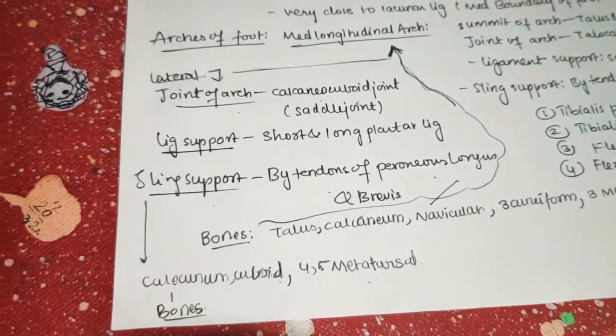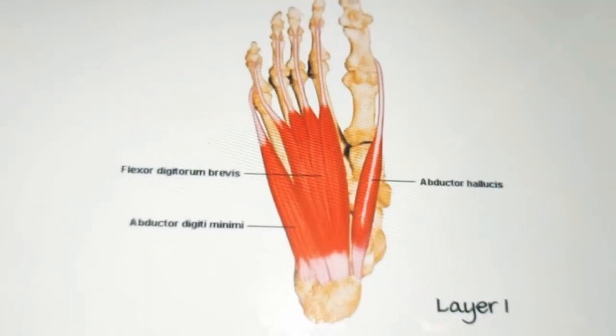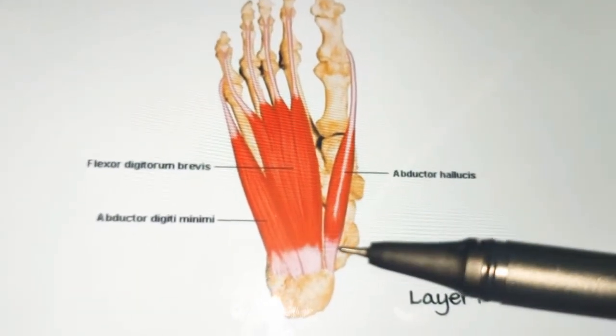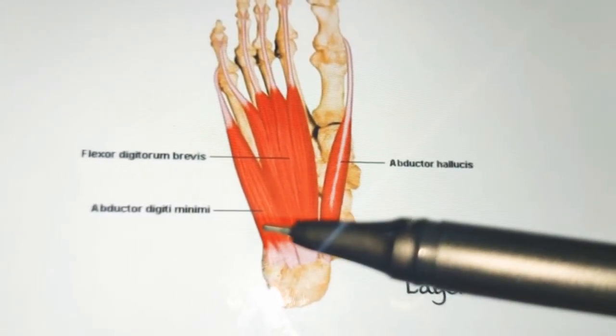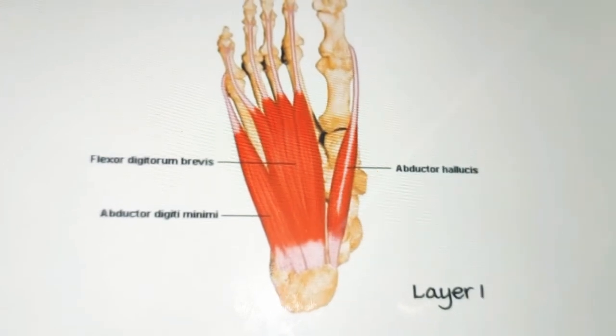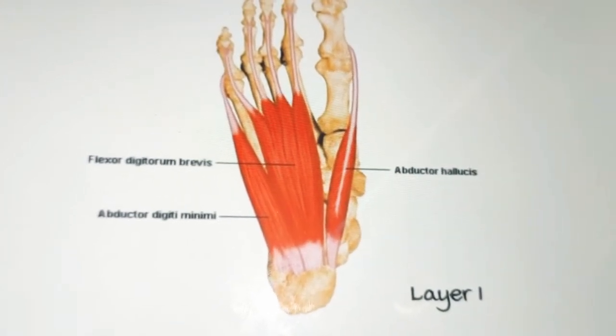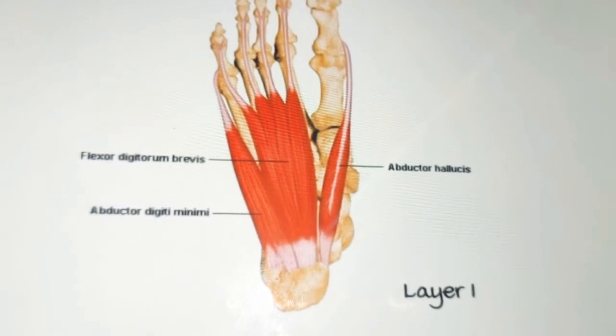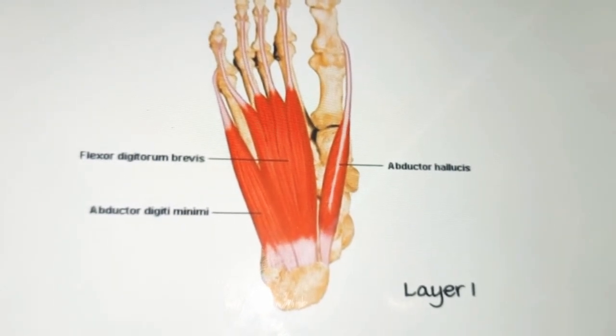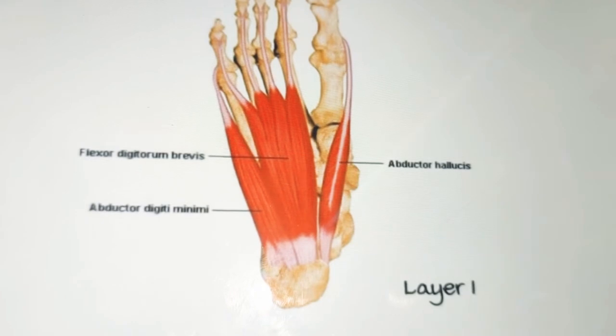Okay, so now we are starting with the layers of the sole. Layer 1 muscles of the sole are abductor hallucis, flexor digitorum brevis, and abductor digiti minimi. So it's an abductor layer. Abductor hallucis goes to the great toe, abductor digiti minimi goes to the small toe, and flexor digitorum brevis is a small muscle going to the lateral 4 toes.